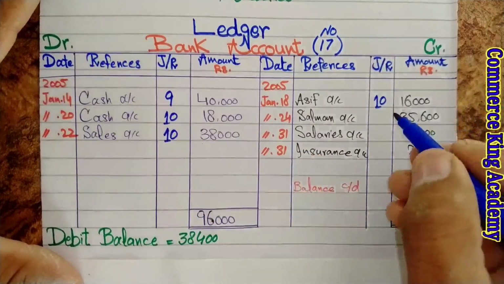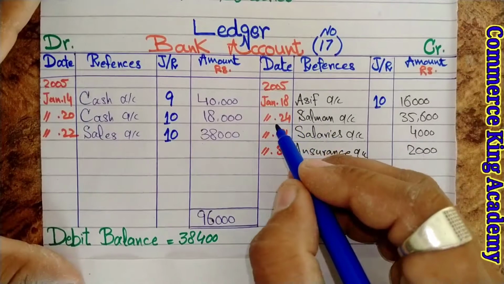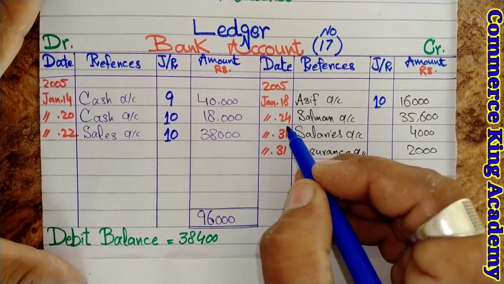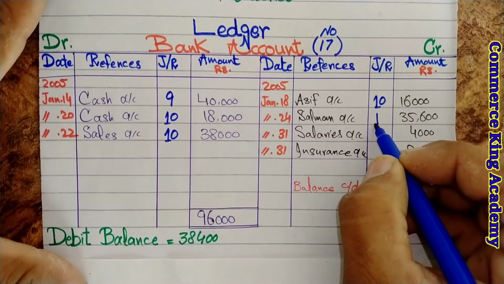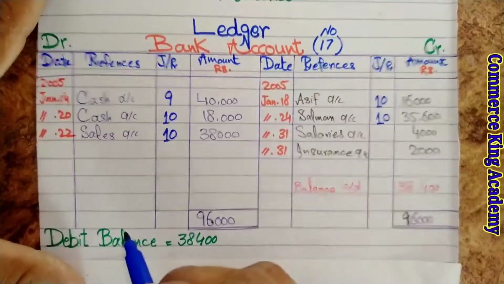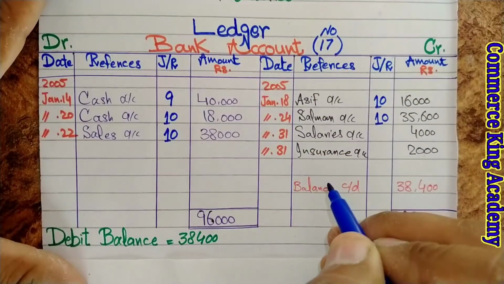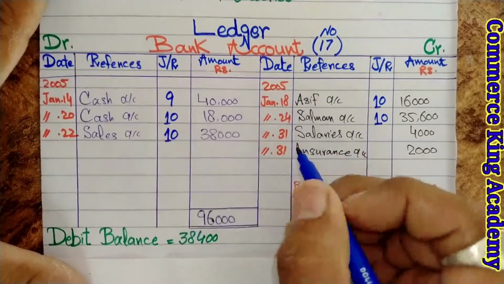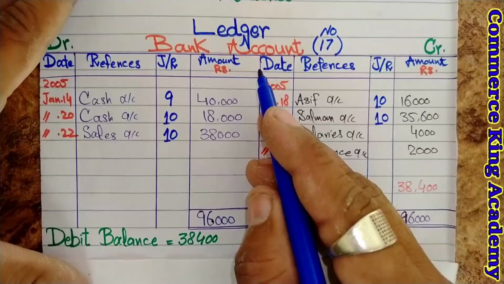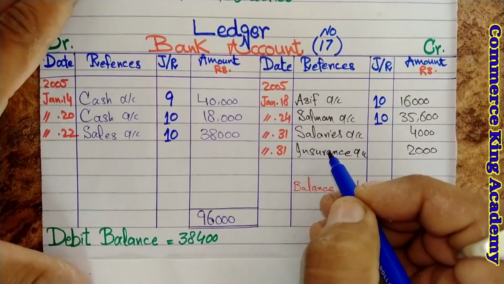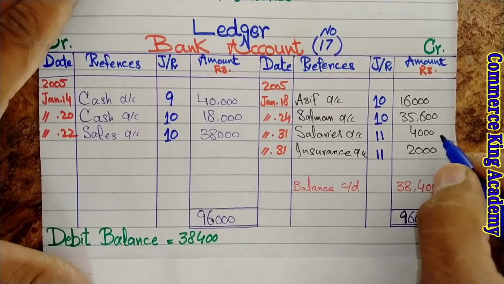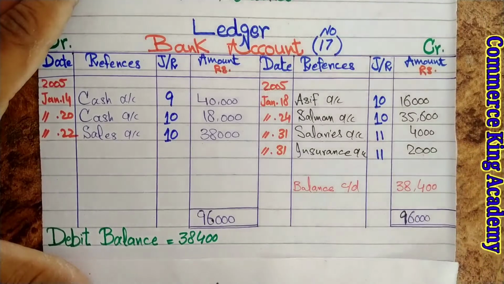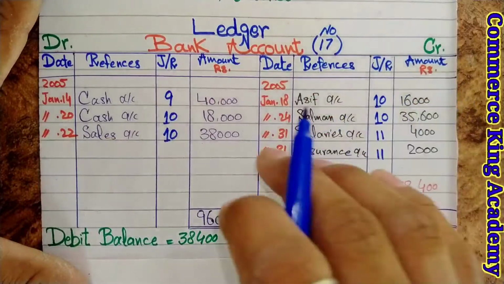After that, we have the Jan 24th entry, which was bank account credited by Salman account, journal reference number 10. The last entry, which we have just read, regarding bank account, was a compound entry with salaries and insurance account, journal reference number 11, 4,000 and 2,000 rupees. Debit side and credit side, we have totals.